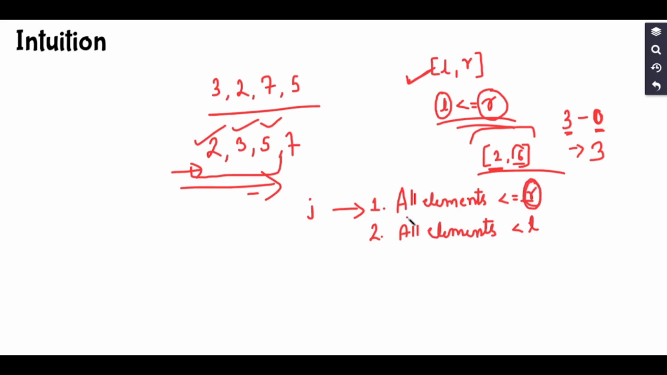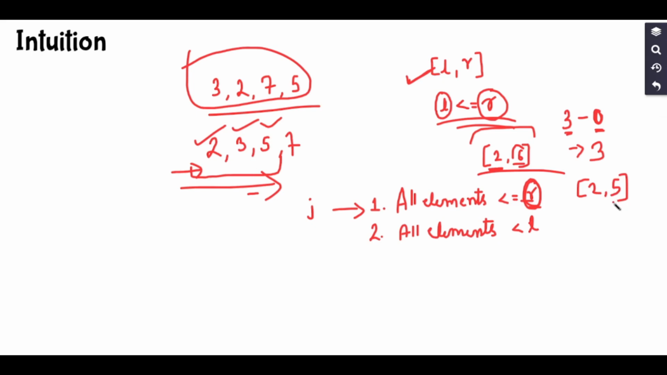Okay, that's what I'm saying in other words. That's how I will find all the elements, the count of elements which are less than or equal to R, because we are using 0-based indexing. If I find the position of that element, for instance here, let's say we have this range 2 to 5.